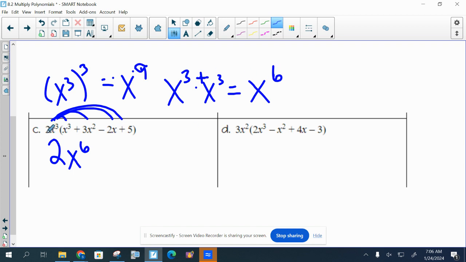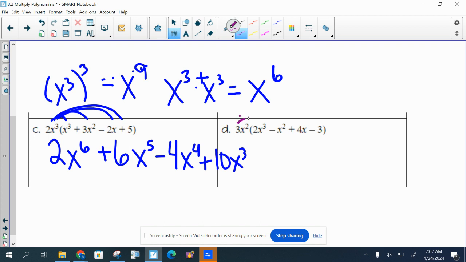Okay, let's continue. So this times that would be 6, because we're going to multiply the coefficients together, x to the 5th. And then the next one would be minus 4x to the 4th. And then the last one, 2x cubed times 5, would be plus 10x to the 3rd.